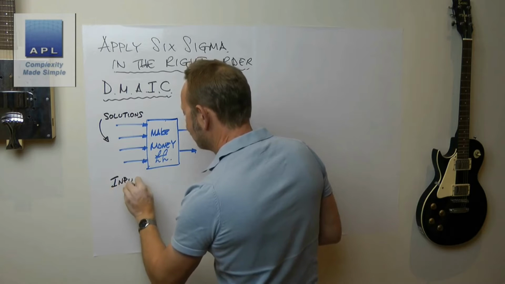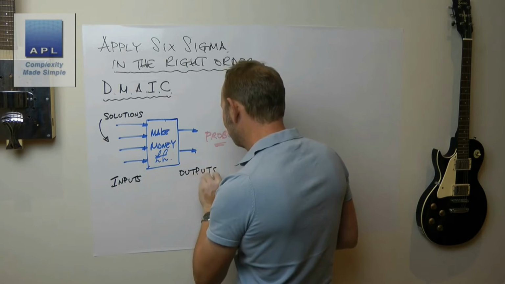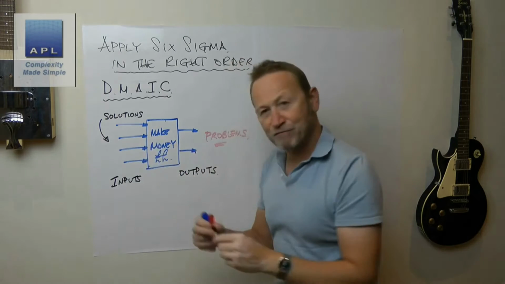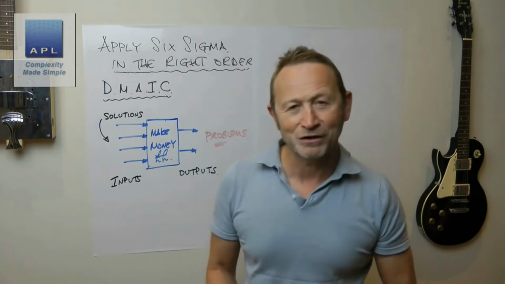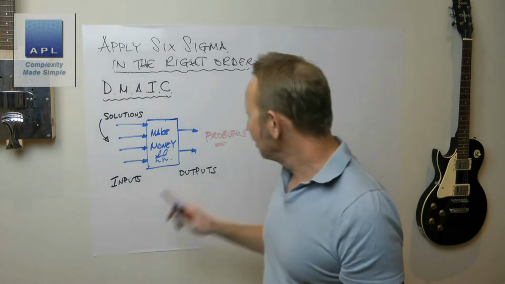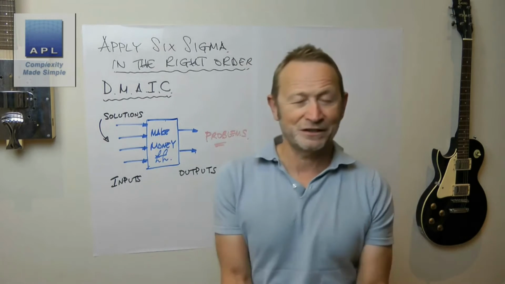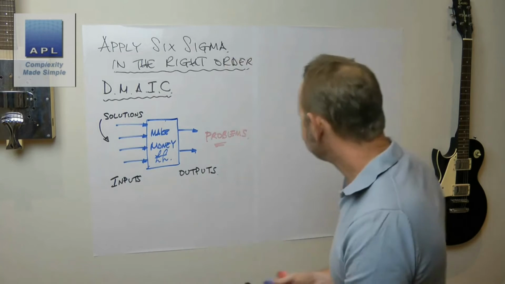So inputs, control, outputs. It's really simple, and everything starts with that. That is principle number one. Then we can build on this. Okay, your problems. Well, basically, there's two things that could be happening to your process.